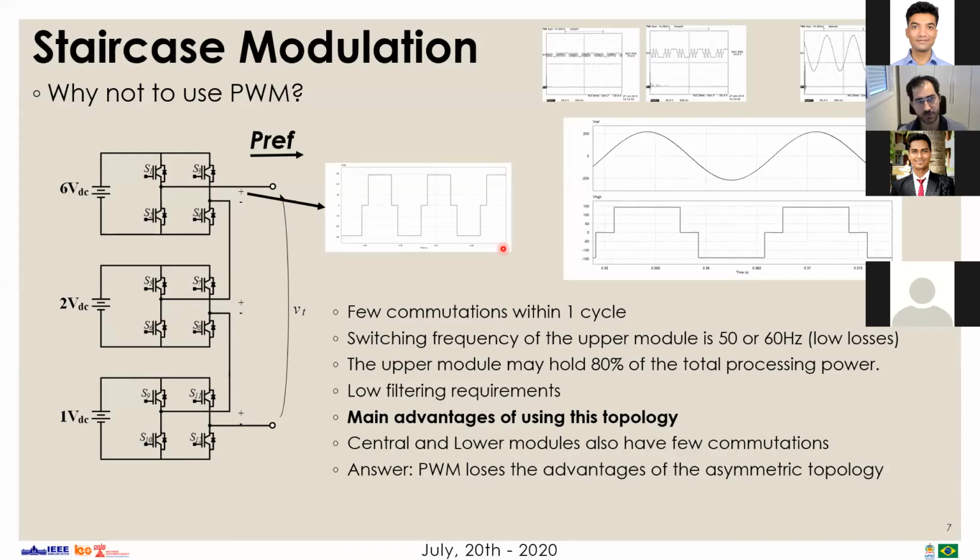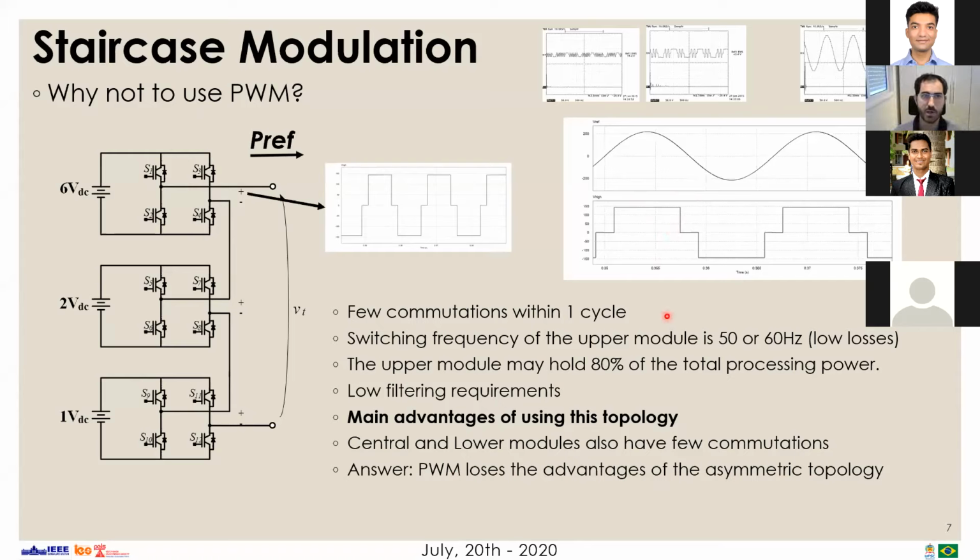And the answer to the question, why not choose PWM? Because if I employ PWM instead of staircase modulation, the PWM will lose the advantages of the asymmetric topology. In the PWM, as I showed, I will have thousands of commutations in this module here, which is not attractive. If you employ the PWM in this topology, you make it unfeasible. It's better to replace it with another structure, okay?